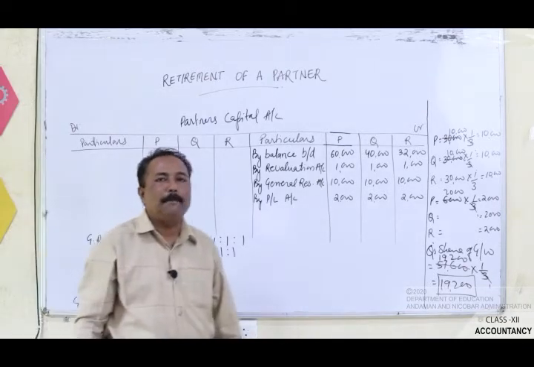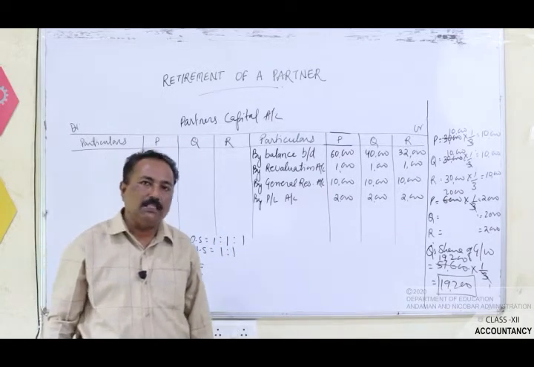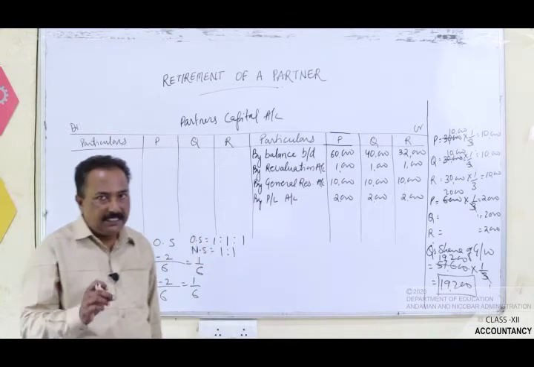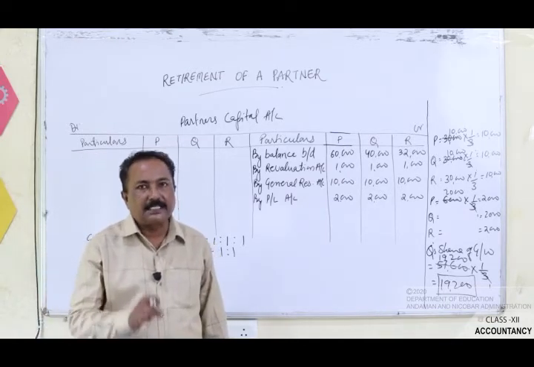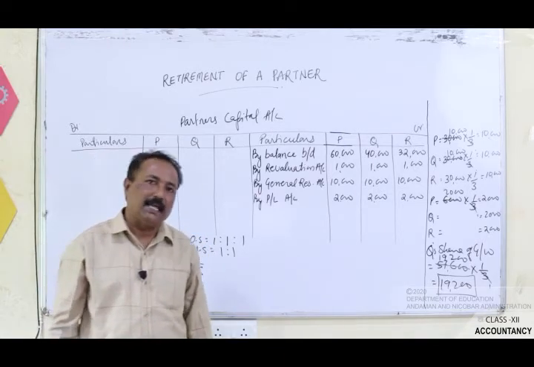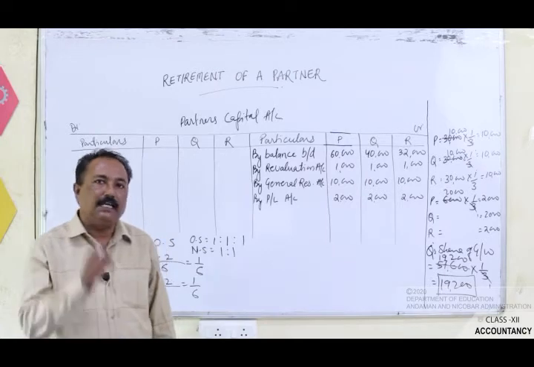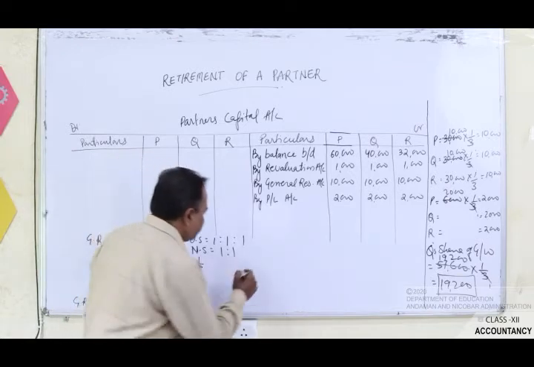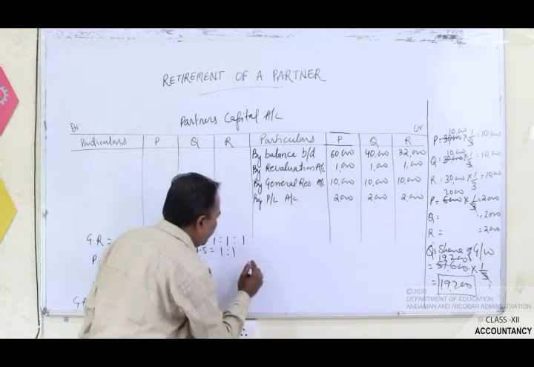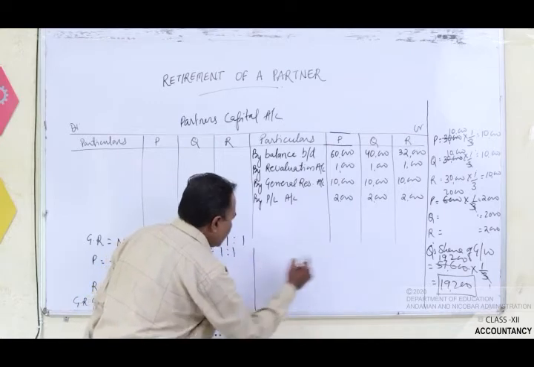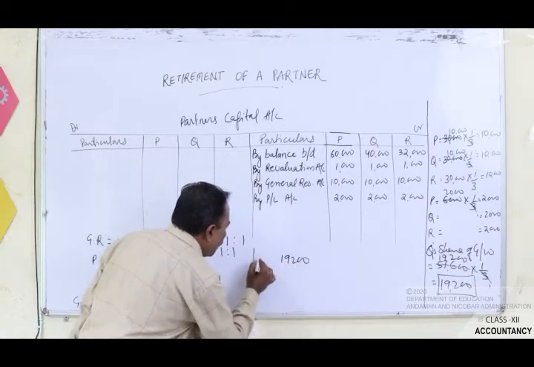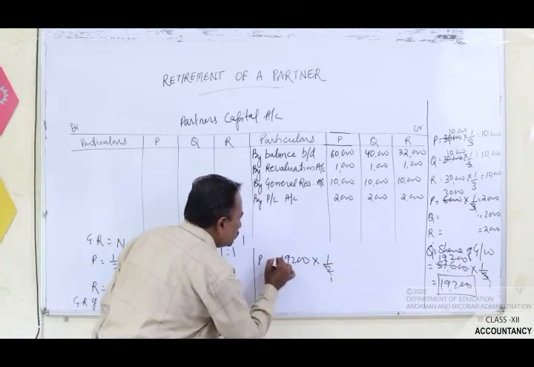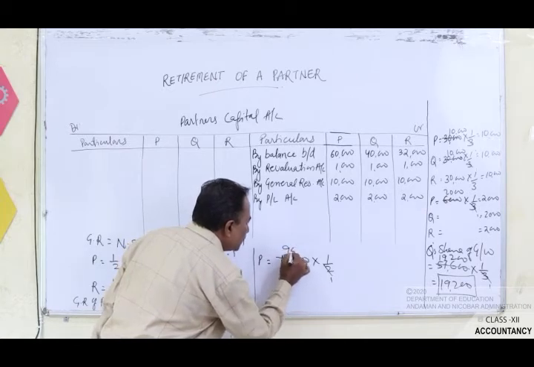So, it means that both the partners have gained, and if both the partners have gained, then in such a case the journal entry will be P's capital account debit, R's capital account debit to Q's capital account. Now, let us find out how much P will give and how much R will give to Q. His share of the goodwill which Q should get is rupees 19,200. Now, how much P will give? Into 1 by 2. 2 ones are 2, 2 nines are 18, 2 sixes are 12, 0 0.